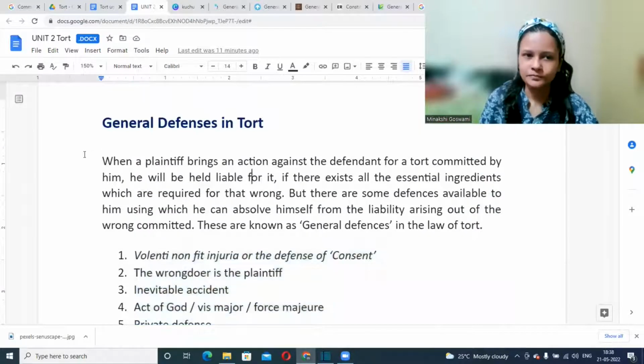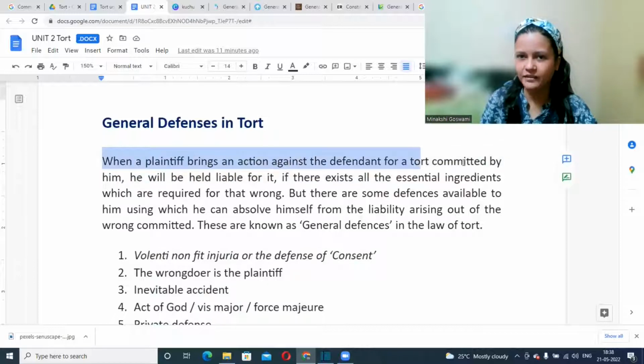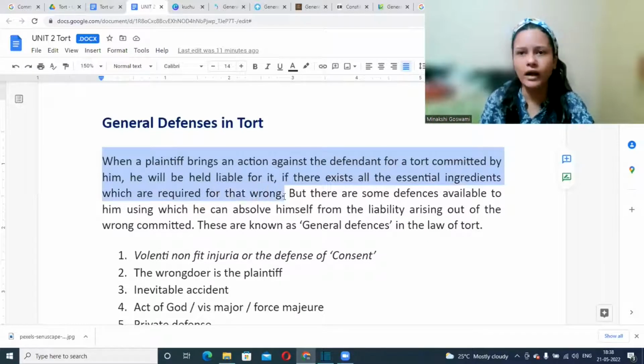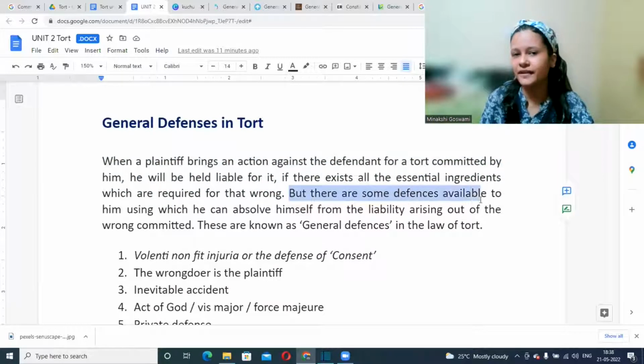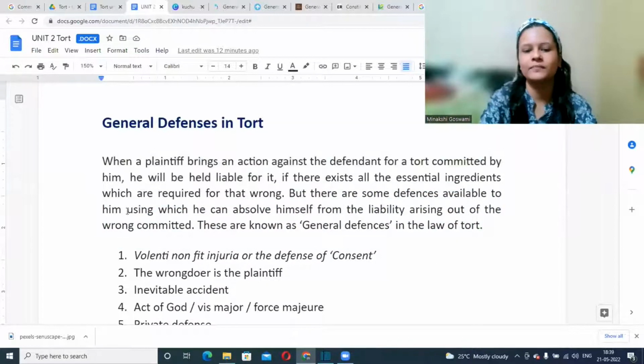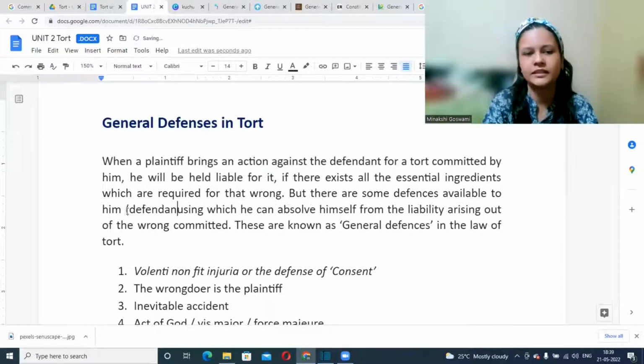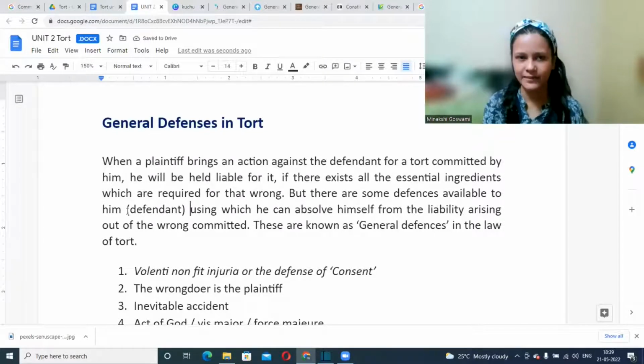When a plaintiff brings an action against the defendant for a tort committed by him, he will be liable for it. That's the general rule. If you can prove the 3 essential elements being present, the person will be liable. But there are some defenses available to the defendant, using which he can absolve himself from the liability. He can try to escape the liability arising out of the wrong committed. Even though the wrong has taken place, he can try to escape it. These are what we call general defenses or exceptions.